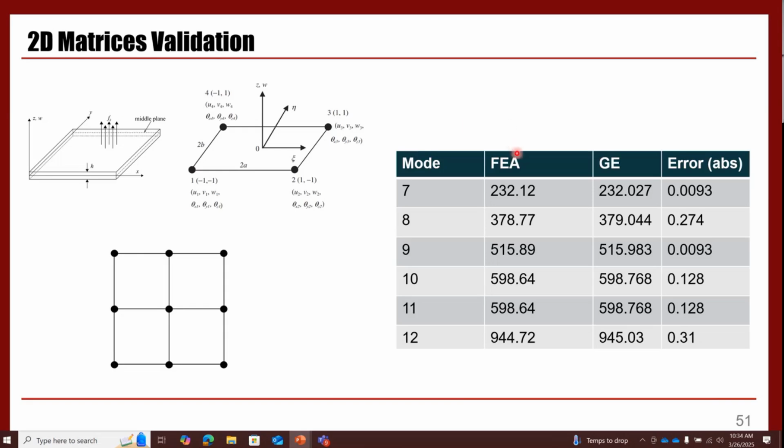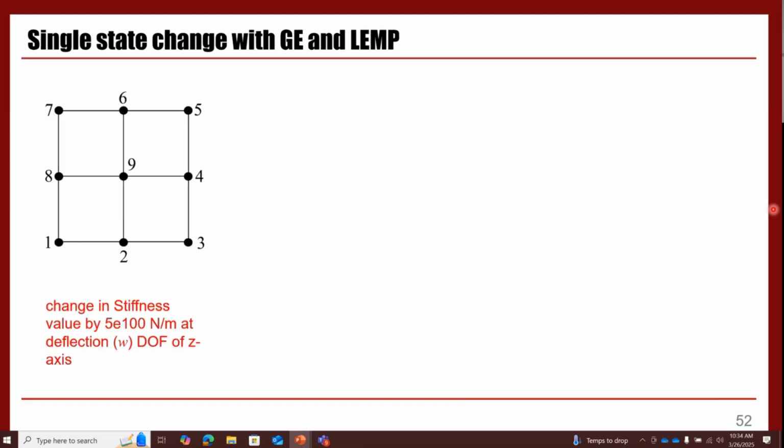And we compare the FEA analysis, that's from ANSYS, to the generalized eigenvalue frequency for the 7 to 12 modes. And the result is very identical with a low amount of error. So this validates the matrices that we formulated. Now the next thing we did is to go ahead with single state change with generalized eigenvalue and LEM.